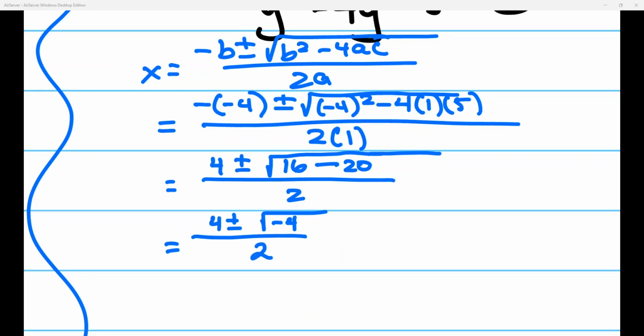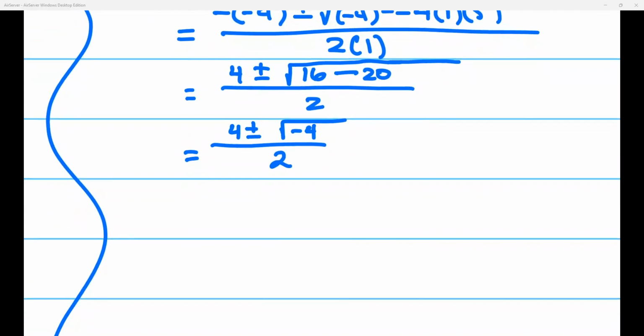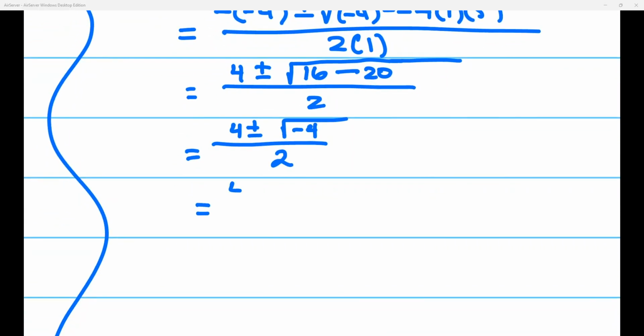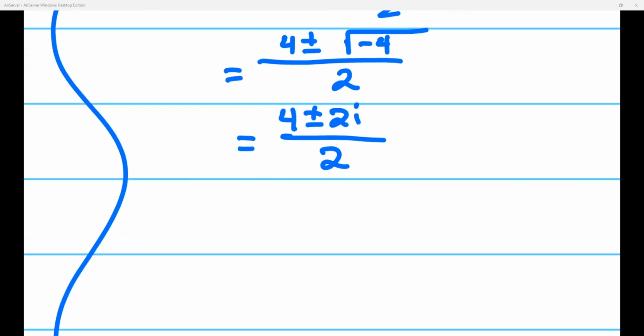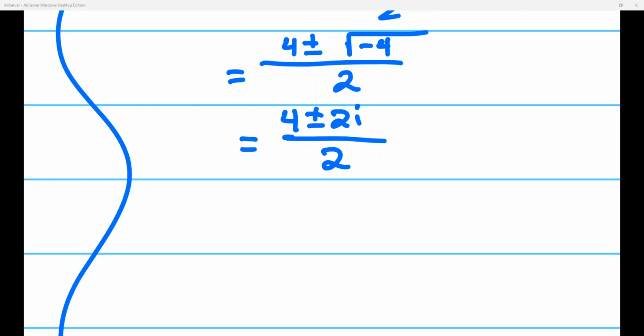Do you know the square root of -4? The answer is yes, because we already covered how to take square roots of negatives. I know the square root of 4 is 2. That means the square root of -4 should be 2i. This is going to be 4 plus or minus 2i divided by 2. Now, we're dealing with stuff that's imaginary. I cannot combine the 4 plus the 2i. So I'm going to split this.